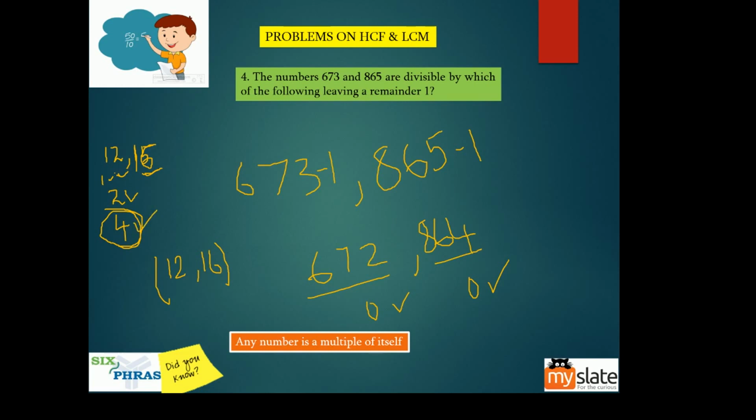You take 4 out, you will get 3 comma 4. So this 4 that we are looking for is the HCF. So find the HCF of 672 and 864. Then you will get your answer.